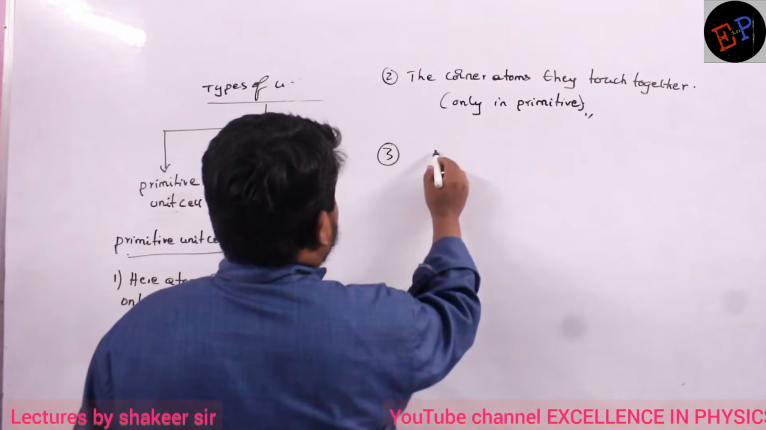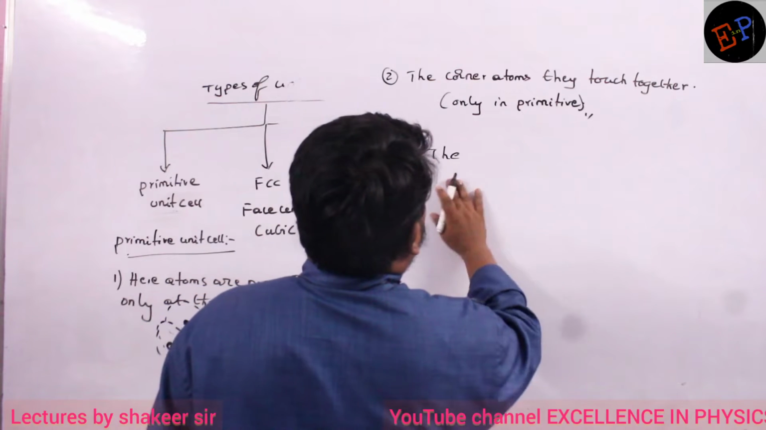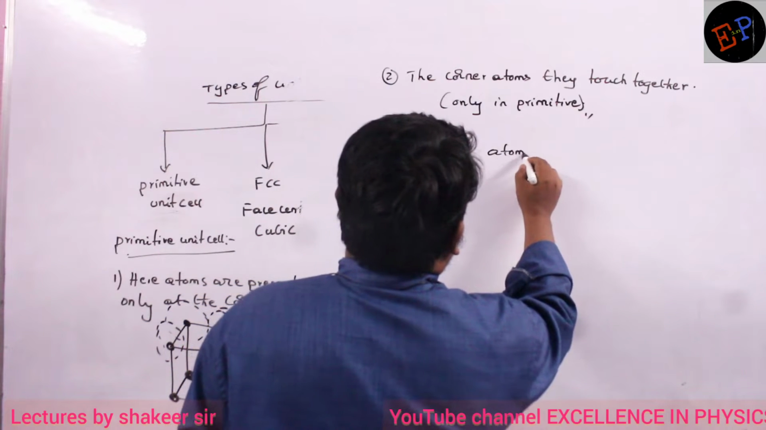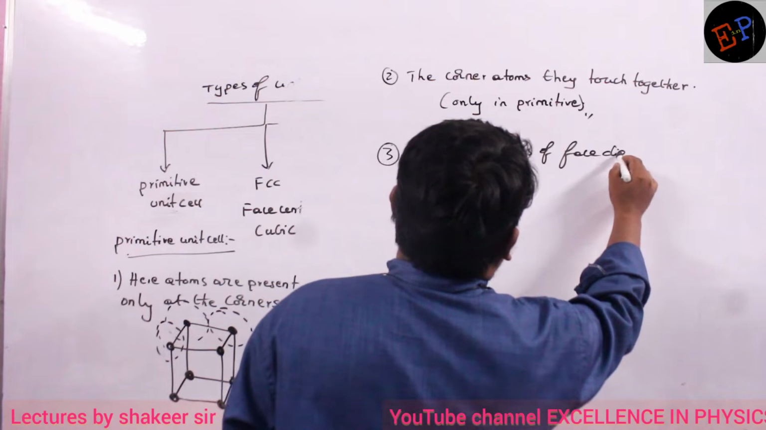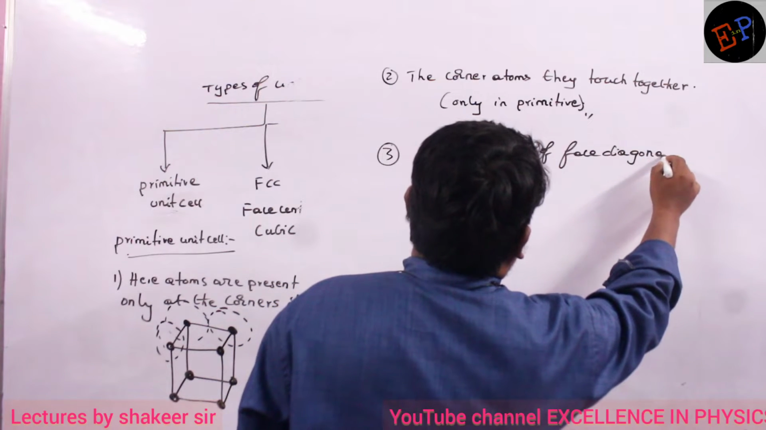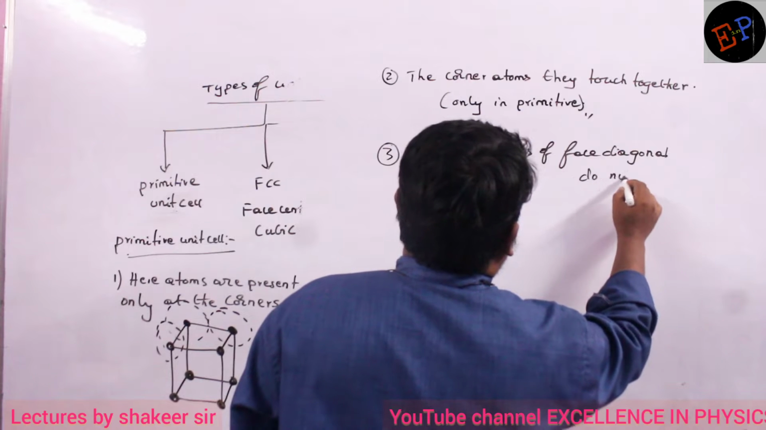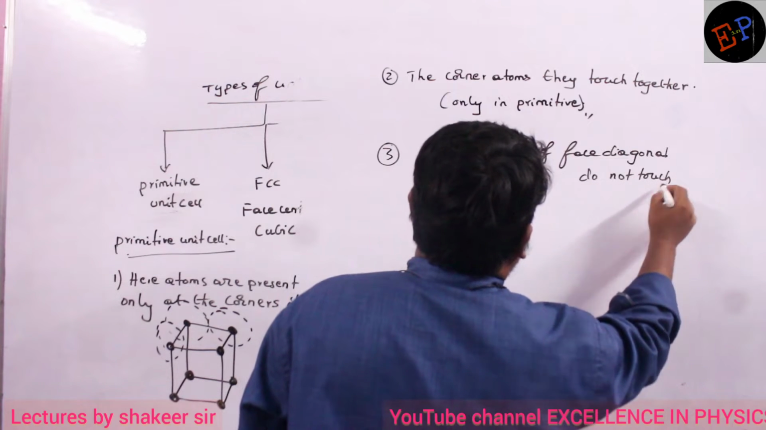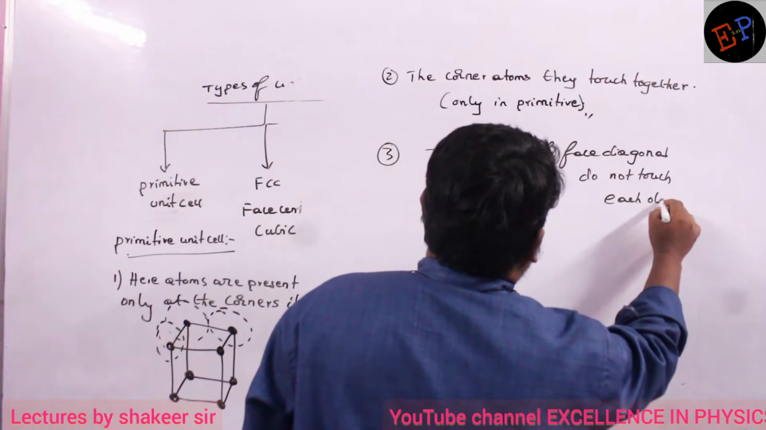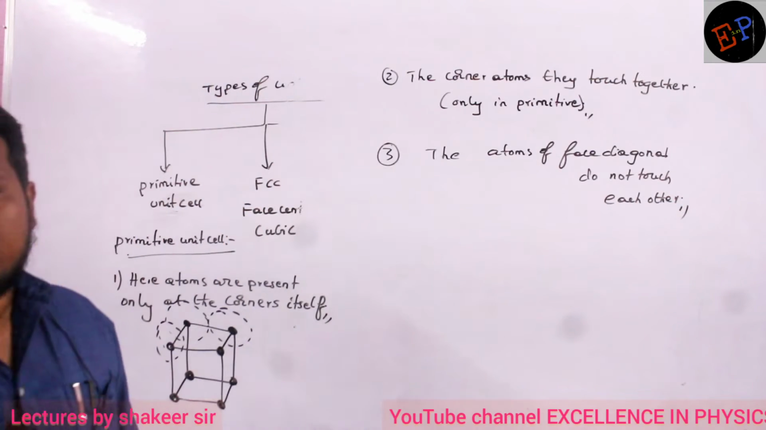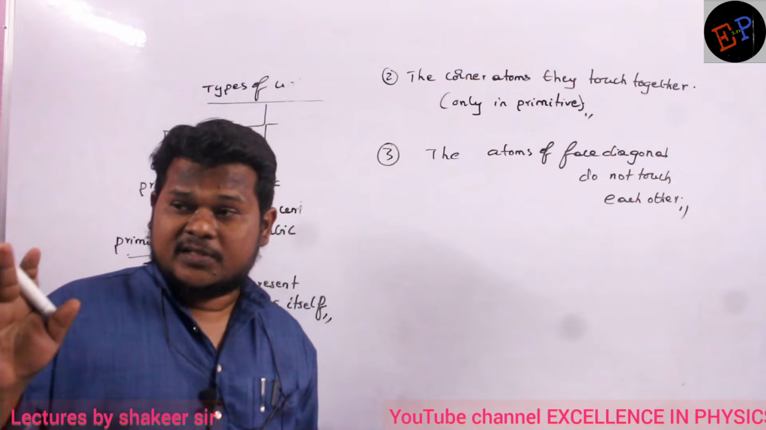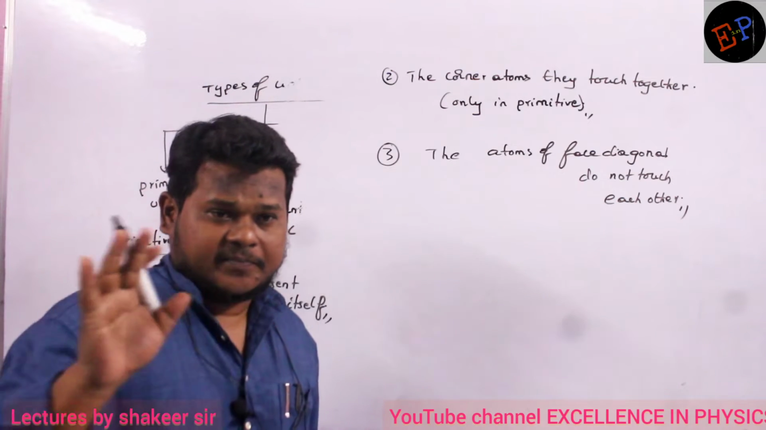The third point is that the atoms of the face diagonal do not touch each other. Okay, ma? At the starting of the topic only I have said, no, ma, where the atom is present and what it is touching.